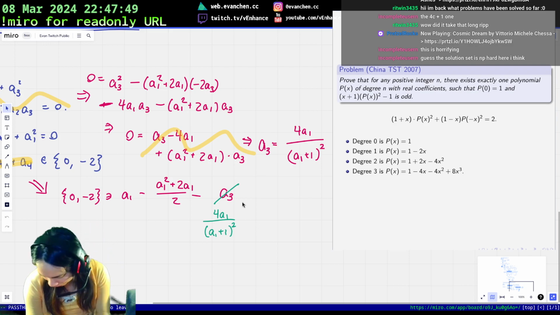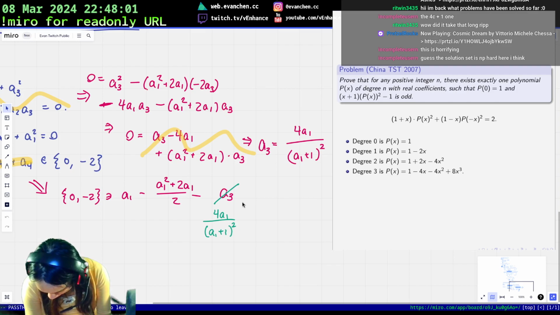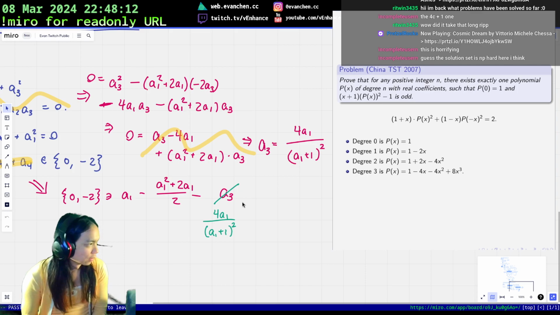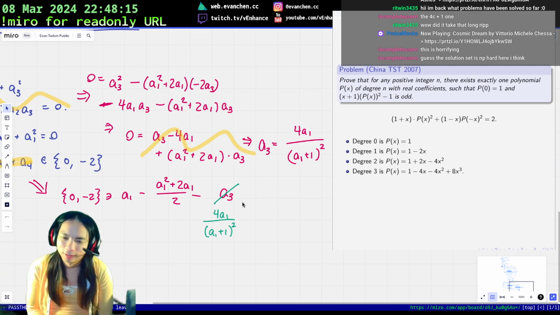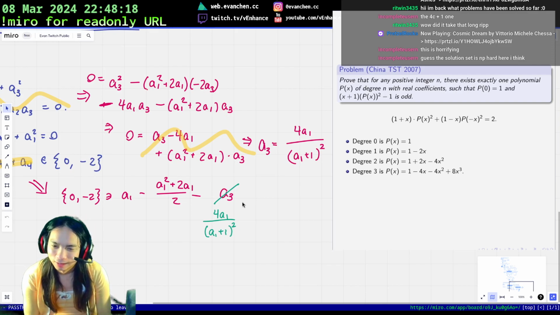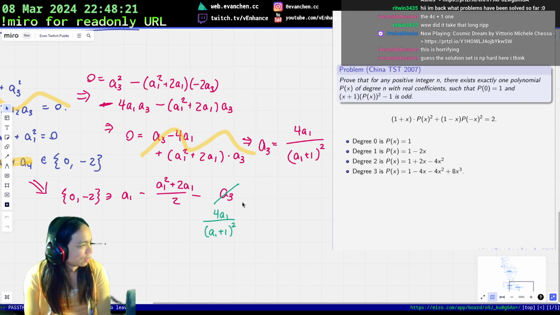Oh my god. Did I screw something up? So A1, for this to have integer plausibility, A1 should be an even number, which is kind of what we expect. Okay, they've all been even so far. But then A1 plus 1 has to divide 4. Is it not A1 equals -2? Is it really not that? Did I make a mistake? I don't know anymore.